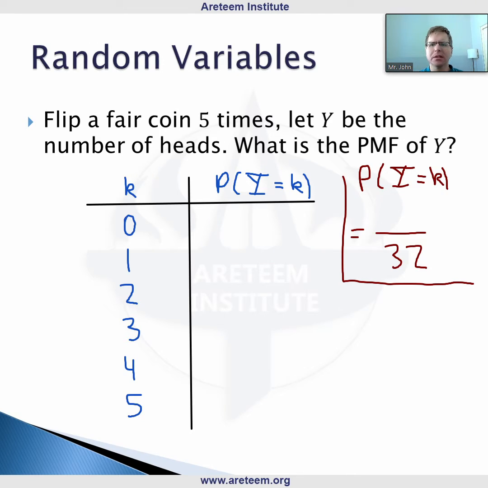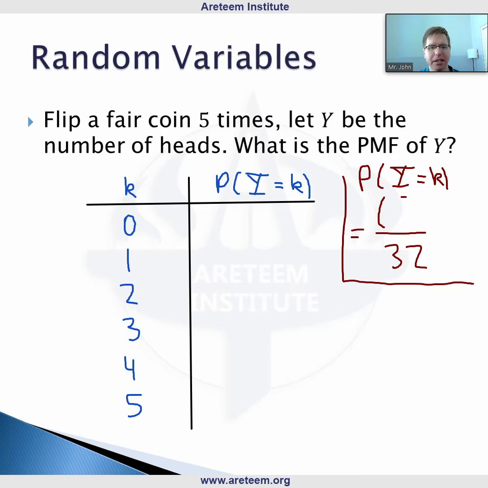Now, what about the number of heads? Well, we have 5 flips, so we have 5 slots for our heads. Some of them can be heads, the rest can be tails. This should be reminding us of a combination. We're choosing where the heads go, the rest of the slots are for the tails. So we could write out a formula here.